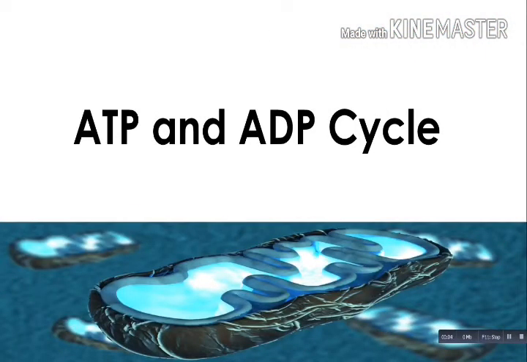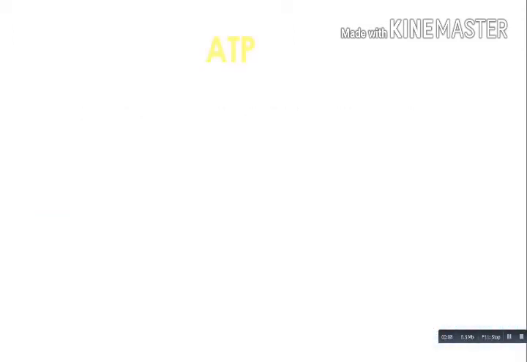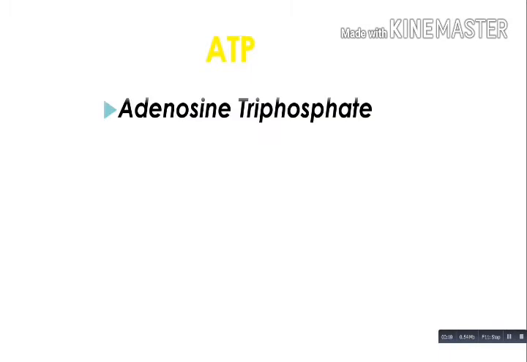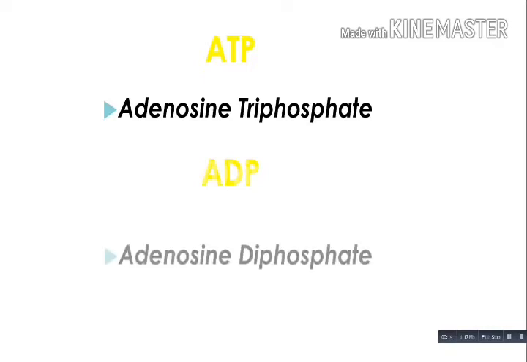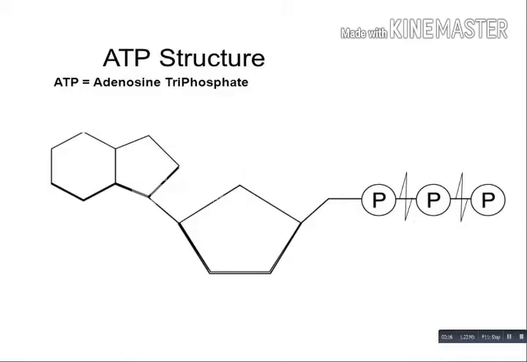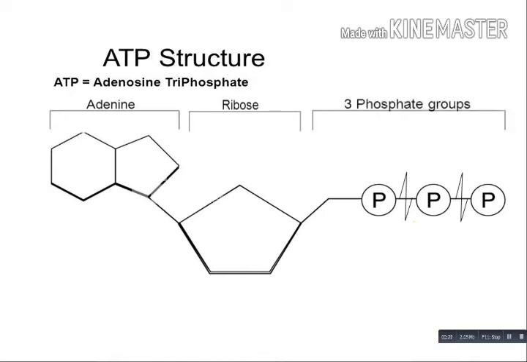We are going to talk about the ATP and ADP cycle. To start off, ATP stands for adenosine triphosphate, while ADP stands for adenosine diphosphate. If we look at this picture, you can see that ATP has three parts: adenine, a ribose, and three phosphate groups attached to the end. When you combine adenine and a ribose, it is called adenosine.